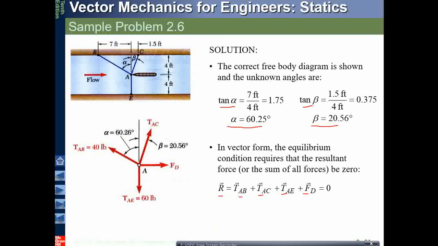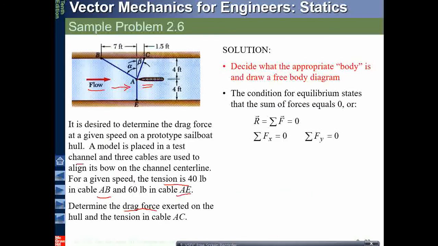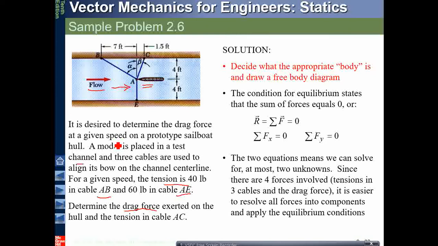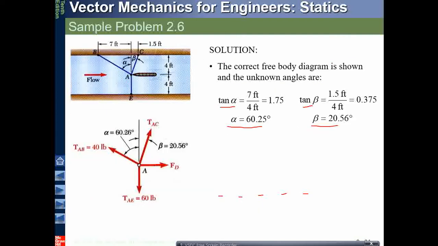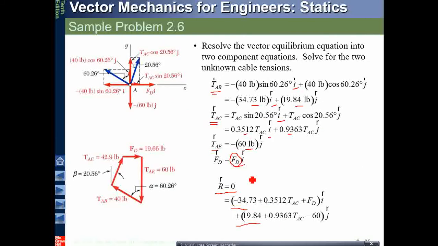Just look at the problem. The problem says the drag force at a given speed on a prototype sailboat placed in a test channel, and this is not moving actually. This is in equilibrium. So we have obtained the resultant here, and further you can also make a closed polygon of all these force components.